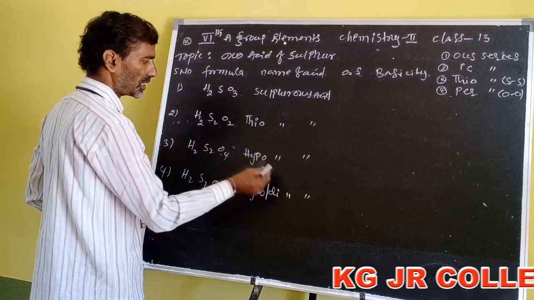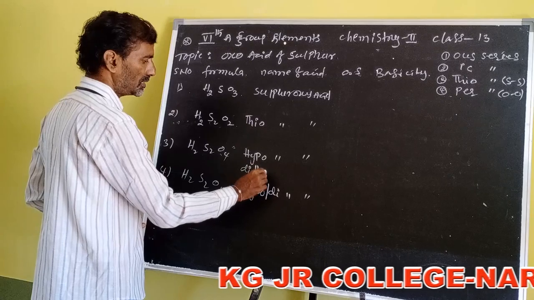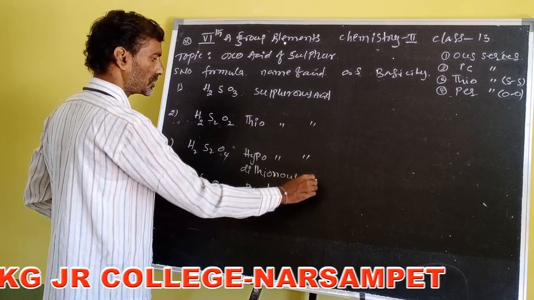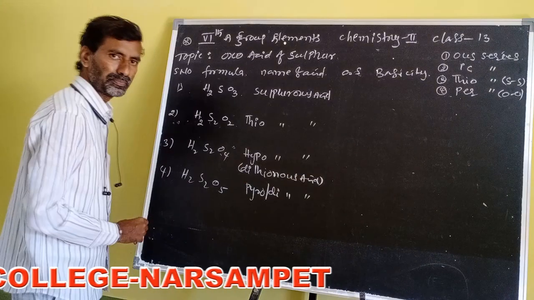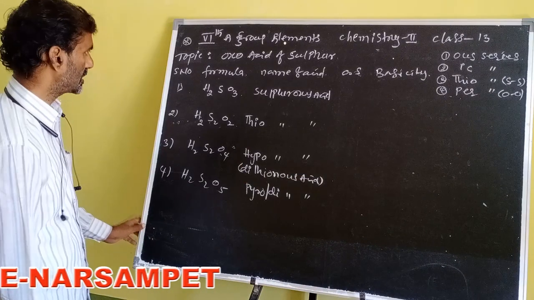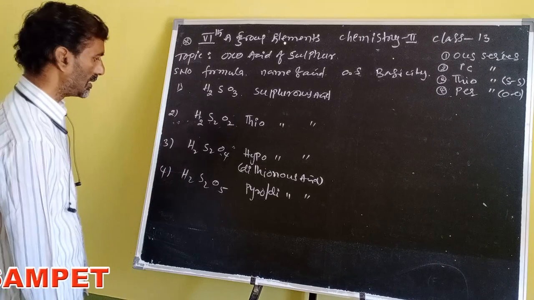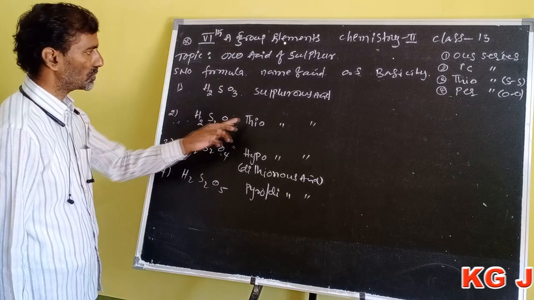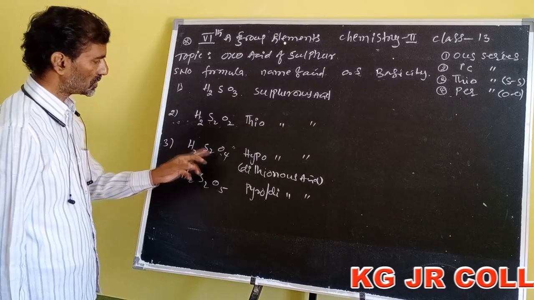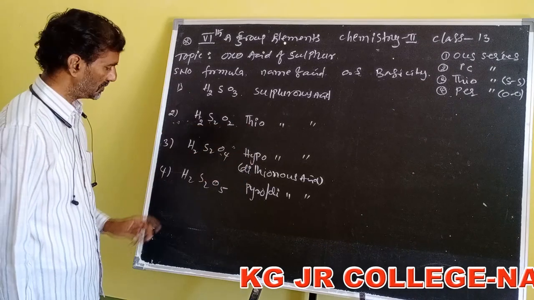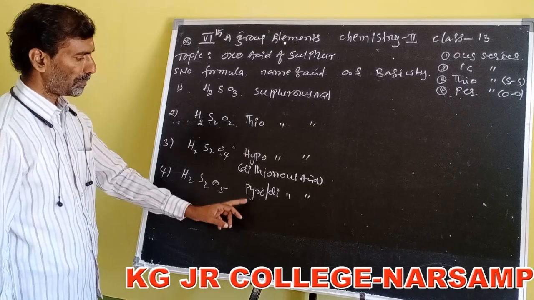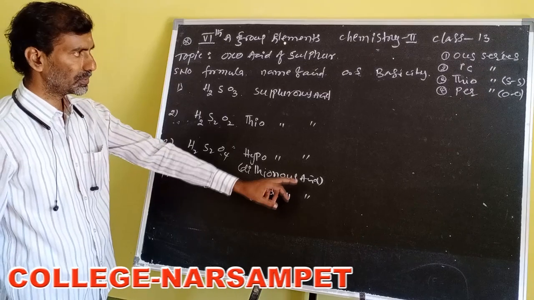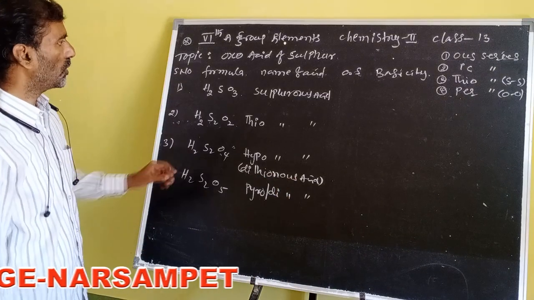Hyposulfurous acid, one of the names is dithionous acid. Okay students, so all these are ous acids: H2SO3 sulfurous, H2S2O2 thiosulfurous, H2S2O4 hyposulfurous acid, H2S2O5 pyro or disulfurous acid.